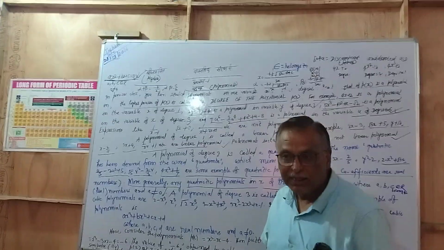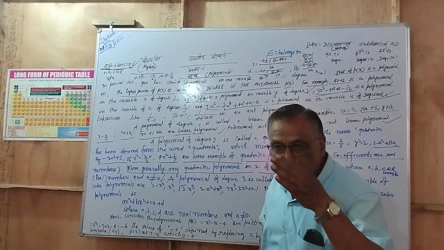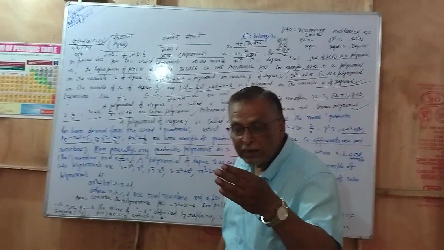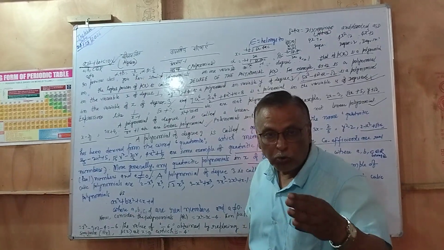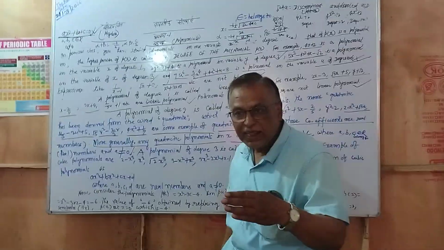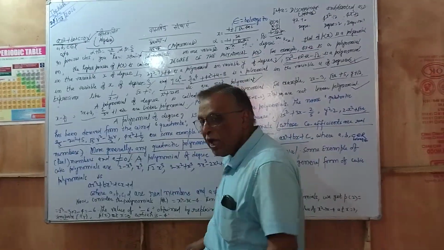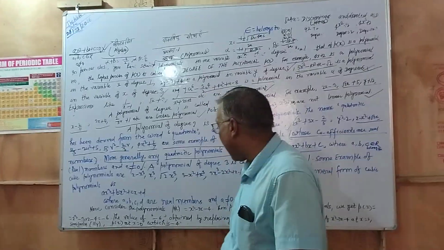Every equation of nth degree has n roots and no more. You will study this in honors classes, BSc classes. If the degree is 2, the roots are 2. If the degree is 3, the roots are 3. If the degree is n, the number of roots is n. So every equation of nth degree has n roots and no more.